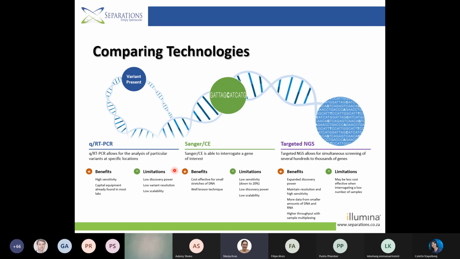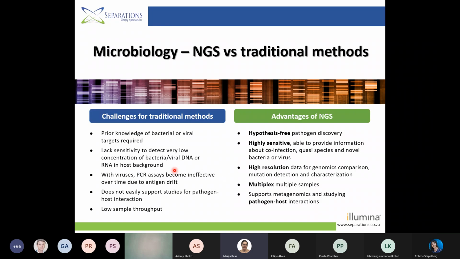So with NGS, because we don't have to have any prior knowledge of what we are sequencing, we don't have to have any idea of what is in our sample, we are able to discover novel organisms, novel pathogens. But we're still highly sensitive, because while we are looking at the specific pathogen, we can also look into co-infections, quasi-species, and we have that high resolution of data for genomic comparisons, mutation detections, and characterization.